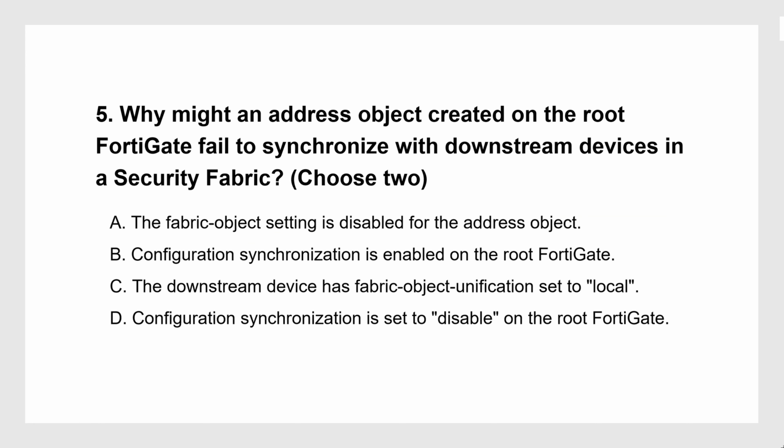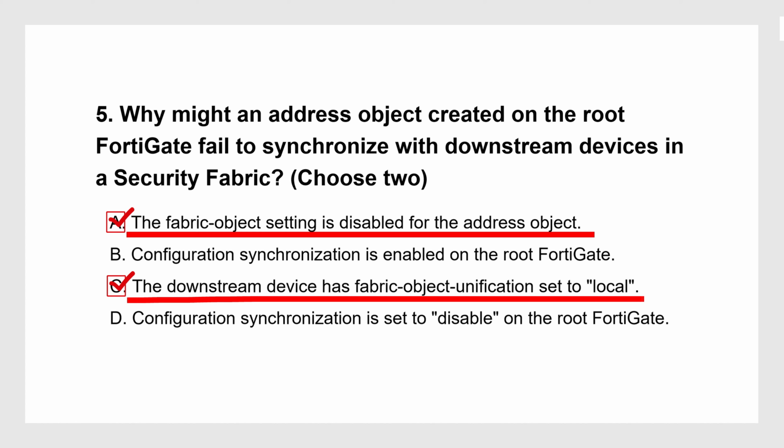So, the correct answers are: if an address object isn't marked as a fabric object, it won't sync with other devices in the security fabric. This setting tells the system that the object should be shared. If a downstream device is set to local, it will ignore shared objects from the root FortiGate. It's like saying, I'll only use my own settings.